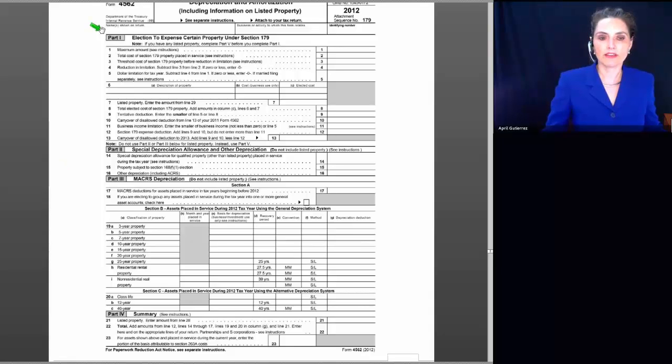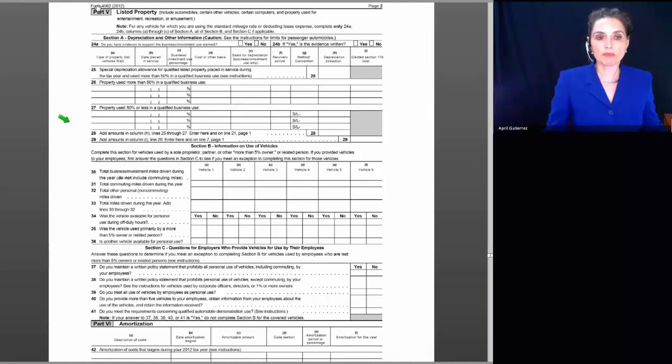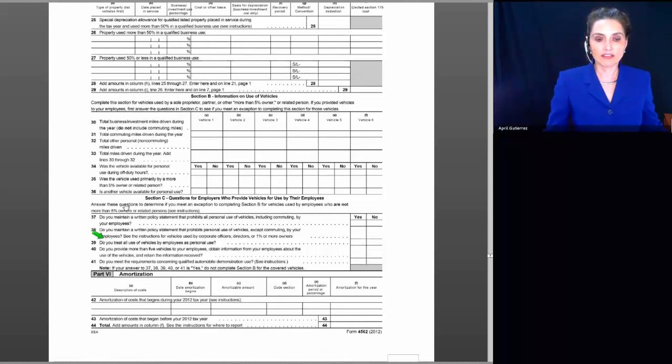Part 1 is where you claim an election under Section 179 to claim an expense on your assets rather than depreciating them. Part 2 is where you claim bonus depreciation and certain other types of depreciation. Part 3 is where you figure your MACRS depreciation deduction. And Part 4 is where you total everything up. On page 2, we have space for something called listed property, and we also have space to enter all kinds of snoopy, nosy information about the vehicles you used in your business. Section C asks for information for employers who provide vehicles for use by their employees. And then, almost as an afterthought, at the very bottom of the second page, it says amortization.